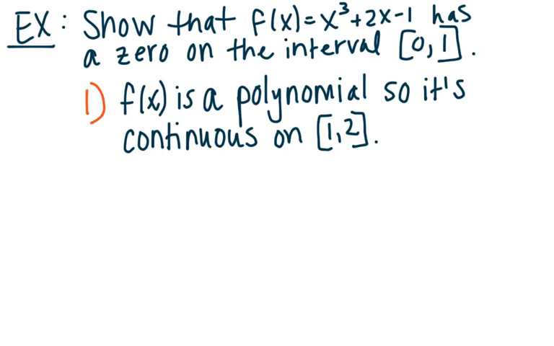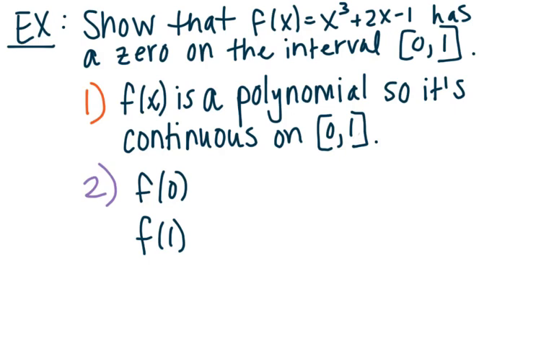So the first thing I would simply state is that f of x is a polynomial. And so because of that, we know it's continuous on any interval, but specifically on the interval this one asks about, which is 0, 1. Okay, so the second step is to find that f of a and f of b, or the two y values that are produced from the start and end of the interval.